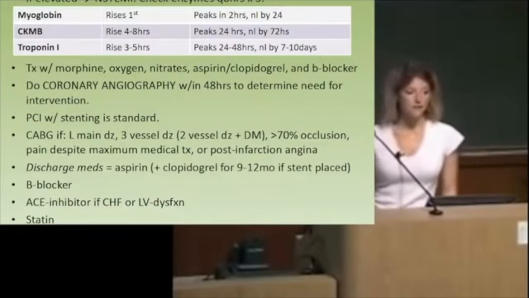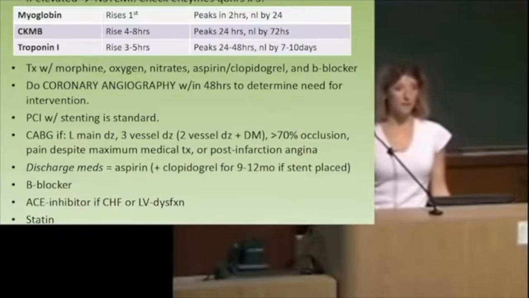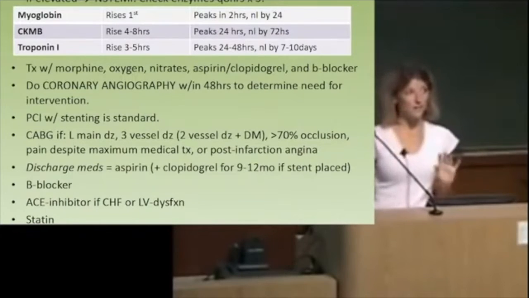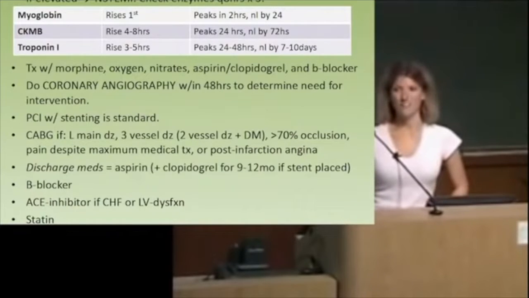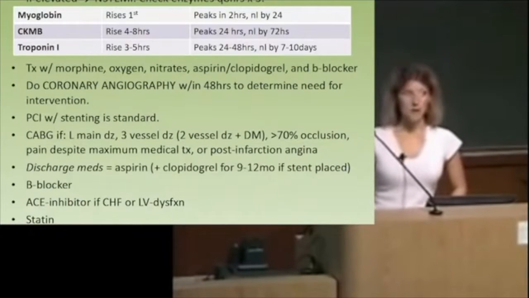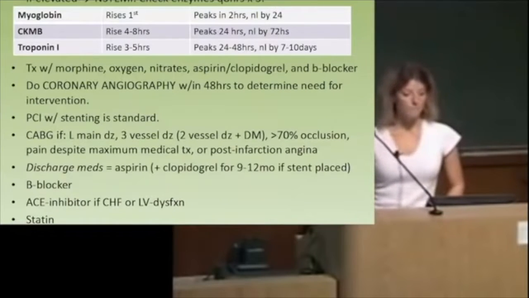And stent is really the standard of treatment unless your patient has certain factors that make CABG the preferred option. And you need to know those. When do you do CABG instead of a PCI? So if you've got left main disease or 3-vessel disease, unless you're a diabetic, and then the threshold is lower. 2-vessel disease in a diabetic, or 3-vessel disease or left main. Yes. So, or if there's greater than 70% occlusion, or if they're just really sick.